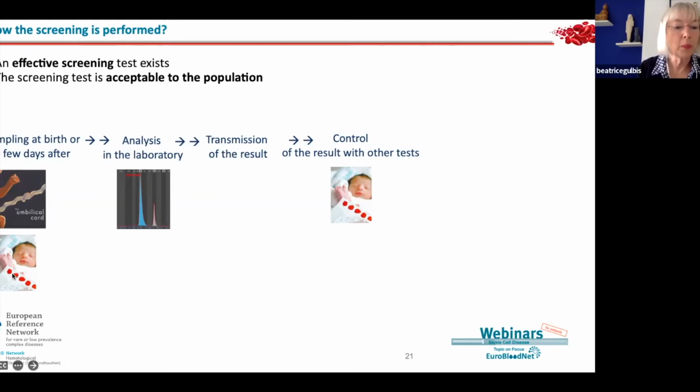And then in the lab, we can take this circle and we have a program for the analysis in the laboratory, and we can say, okay, the profile is totally normal or it's abnormal. And then we transmit the results. And as I told you before, there is a control. It's a screening test and not a diagnostic test. So other tests are performed to be sure that we can give a final diagnosis.